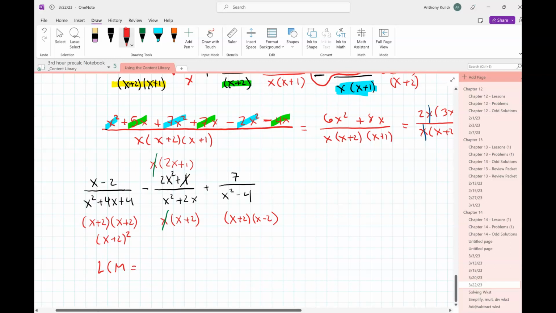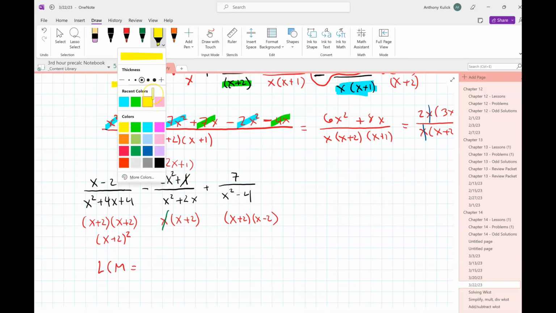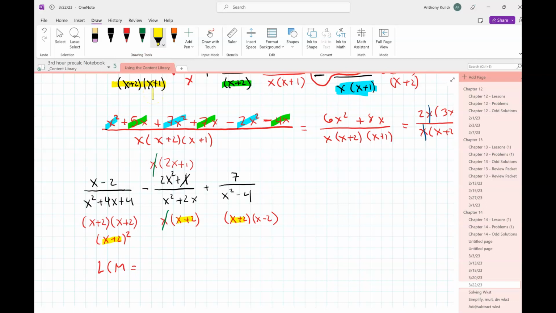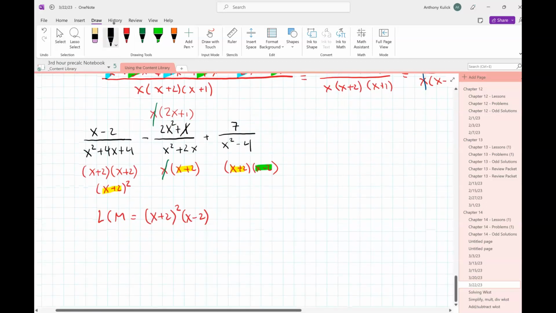So what's our least common multiple for our denominators here? If I look, I have x plus 2, and the biggest power of x plus 2 I have is to the second. And then I have an x minus 2. So that's my least common multiple. Helpful that we caught the reducing the x this time. That makes life a little bit easier.